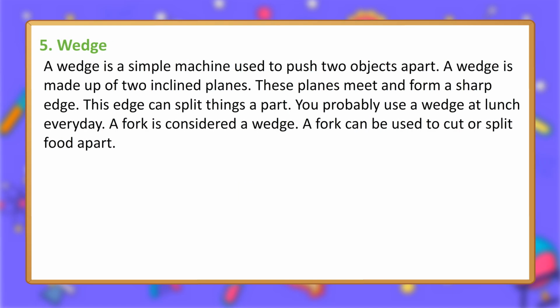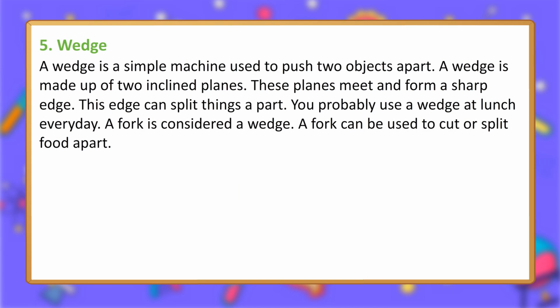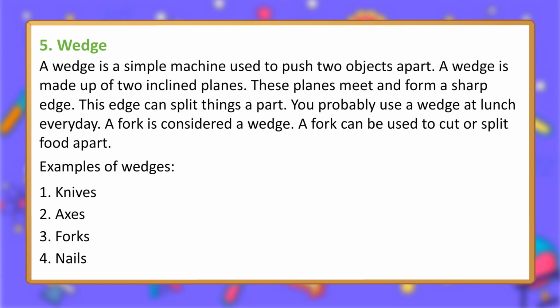5. Wedge. A wedge is a simple machine used to push two objects apart. A wedge is made up of two inclined planes. These planes meet and form a sharp edge. This edge can split things apart. You probably use a wedge at lunch every day. A fork is considered a wedge. A fork can be used to cut or split food apart. Examples of wedges: 1. Knives. 2. Axes. 3. Forks. 4. Nails.